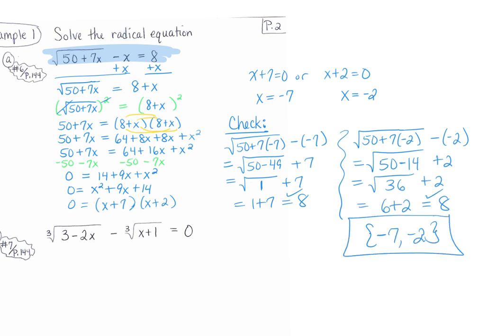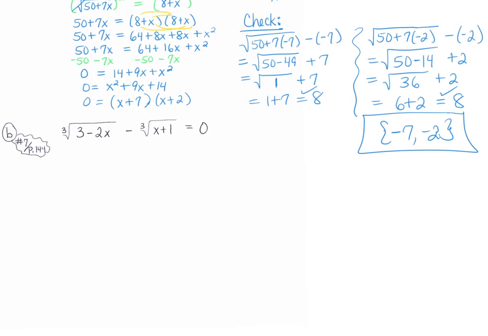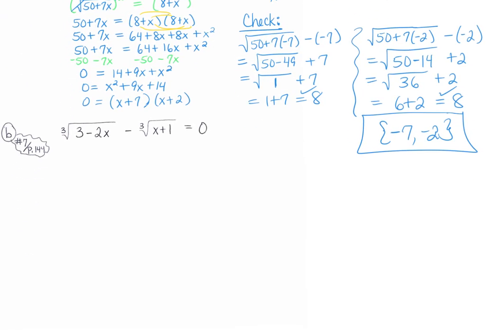So both work. And so then, in part B, what you're going to do... Do you want to just go through part B? Might as well. Okay, so part B. We have the cube root of 3 minus 2x minus the cube root of x plus 1.